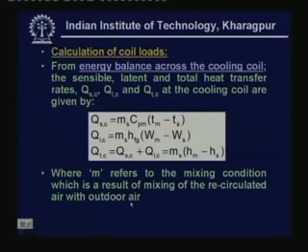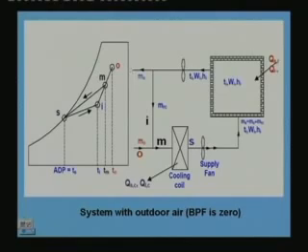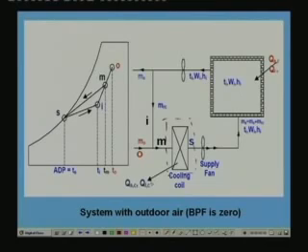So now we have to find out the coil loads from energy balance across the cooling coil. That means you take a control volume across the cooling coil and apply energy balance across it. You can write an energy balance equation for the sensible heat load only: Q sensible of the coil is equal to mass flow rate of supply air into Cp of the supply air into the temperature difference. Temperature difference is nothing but inlet temperature minus outlet temperature. Inlet temperature is Tm, outlet temperature is Ts. So this is multiplied by Tm minus Ts.